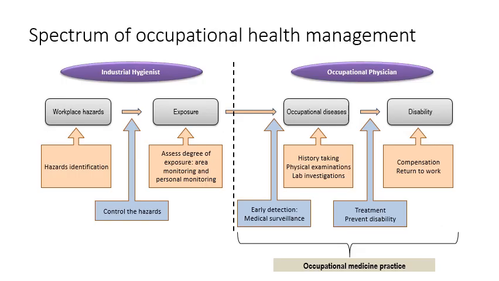In summary, the scope of occupational medicine practice can be viewed from the spectrum of occupational health management as shown in this diagram. A worker in a workplace will be exposed to workplace hazards, leading to occupational diseases and disability if nothing is done to protect the worker. An industrial hygienist plays his role by identifying, assessing, and controlling the hazards to reduce the worker's exposure to these hazards. Occupational physician, on the other hand, conducts medical surveillance to detect the disease as early as possible, and treat, and manage the worker to prevent him from ending up with disability and death.